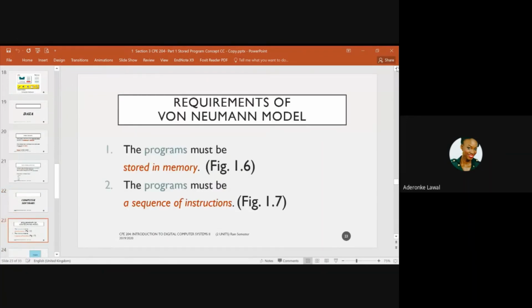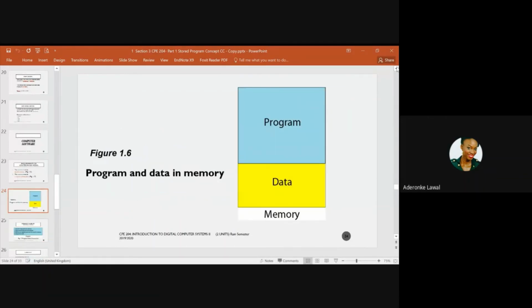So now, in summary, the requirement of a von Neumann model is that the program must be stored in memory, and the program must be a sequence of instructions. To depict that, this is our program and data in memory. You have a box, and this is memory. Part of that memory, the program, is inside. Part of that memory, the data, is inside.